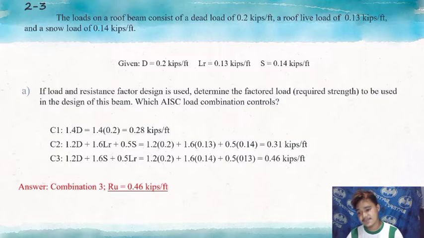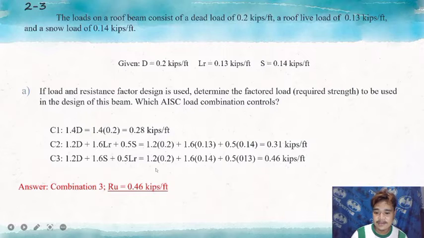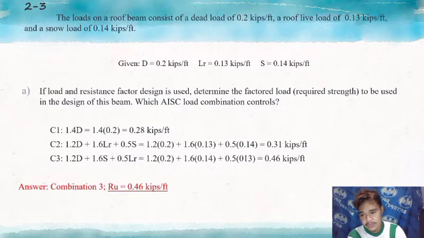Next, our combination 3 is 1.2D plus 1.6S plus 0.5LR, which equals 1.2 times 0.2 plus 1.6 times 0.14 plus 0.5 times 0.13, equal to 0.46 kilopascals per foot. So the required strength that we're going to use in this beam is combination 3, which is 0.46 kilopascals per foot.